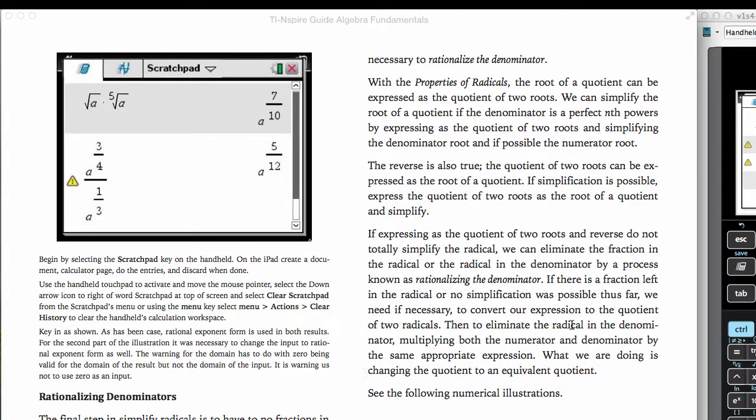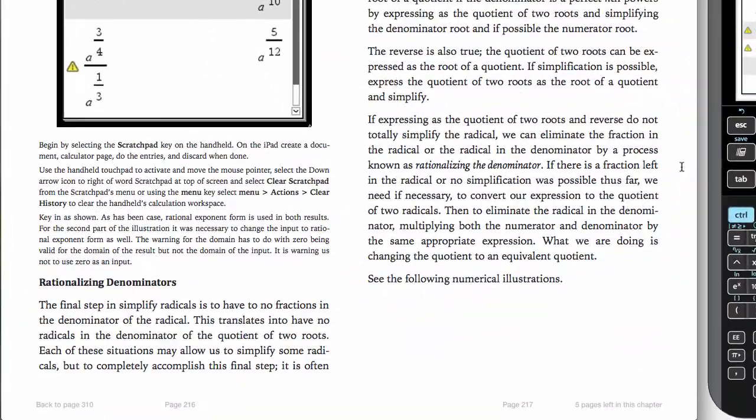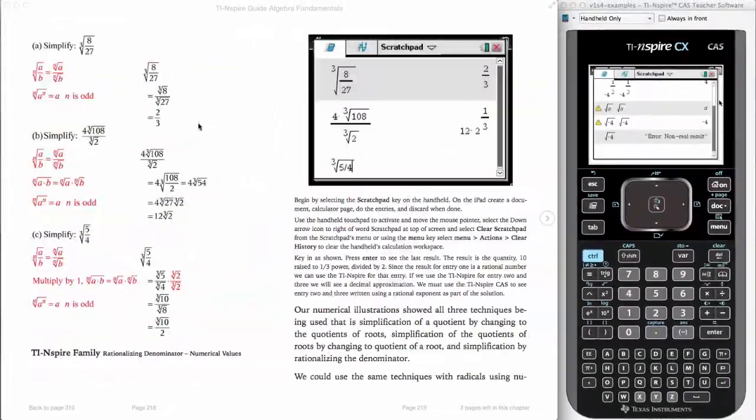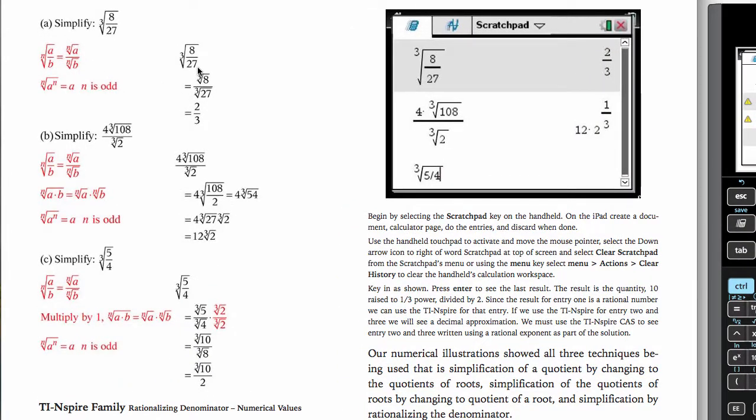The last thing we're going to do in this chapter is rationalize the denominator. So to rationalize the denominator, we need to make our denominator perfect. If it already is perfect to begin with, we can just simplify it. So you don't have to make it perfect if it already is perfect. In this case, we must multiply by the cube root of 2 squared to make this turn out to be perfect.